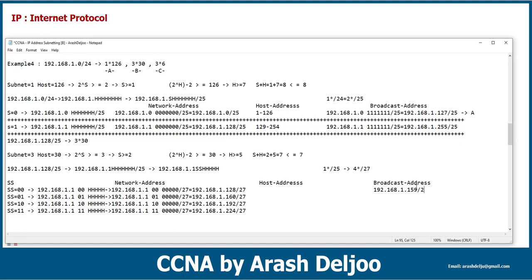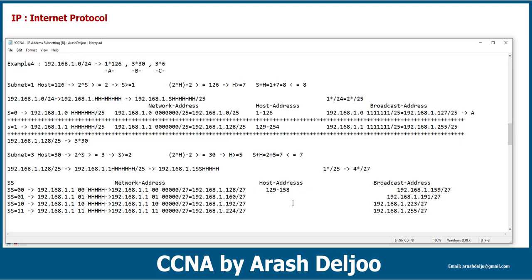192.168.1.159/27, and after that 192.168.1.191/27, and after that 192.168.1.223/27, and finally 192.168.1.255/27. All of the addresses between these two addresses are the host addresses, from 192.168.1.129 to 192.168.1.158. Okay, here we have 30 IP addresses.